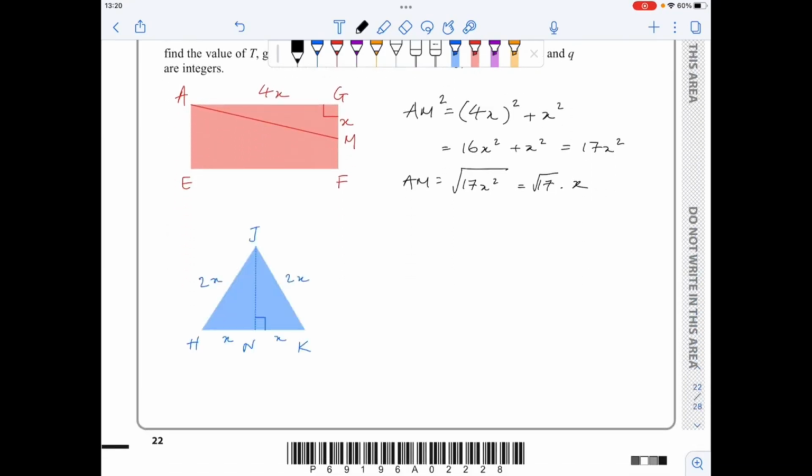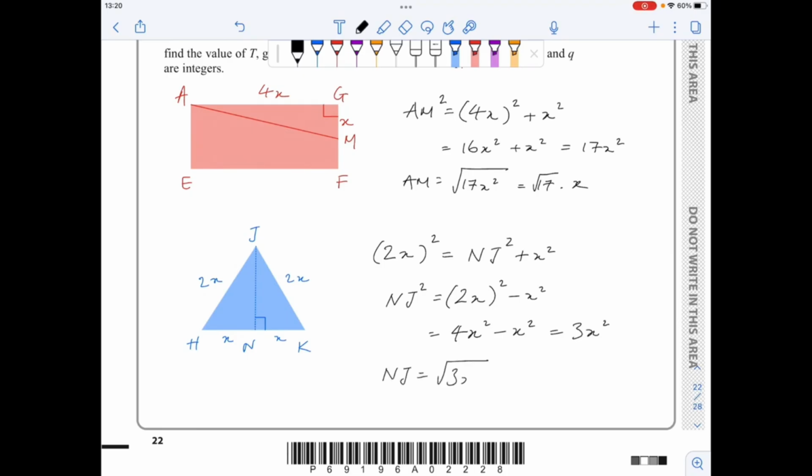So using Pythagoras for half of this triangle, I will get 2x squared equals NJ squared plus x squared. So NJ squared is equal to 2x squared minus x squared. This gives me 4x squared minus x squared, which is 3x squared. Hence NJ is equal to the square root of 3x squared. Again, if I split this, it's going to be square root of 3 times the square root of x squared, which is x.